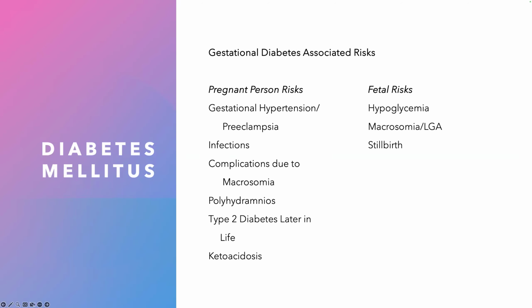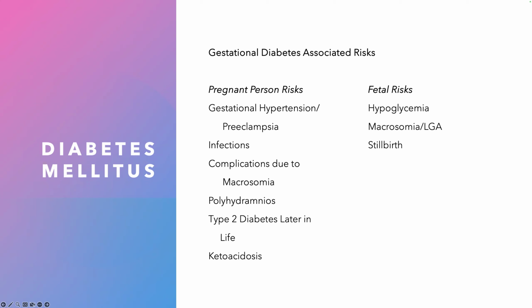Now, what are our risks? So these patients have very similar risks to our pre-existing diabetics. They can also be at risk for gestational hypertension or preeclampsia. They can also be at risk for infections. They can also be at risk for babies with macrosomia, again, because it's high blood sugar. So those complications, polyhydramnios, like we talked about, type 2 diabetes later in life, like we talked about. Ketoacidosis, it is rare, DKA in these patients, but it can happen.